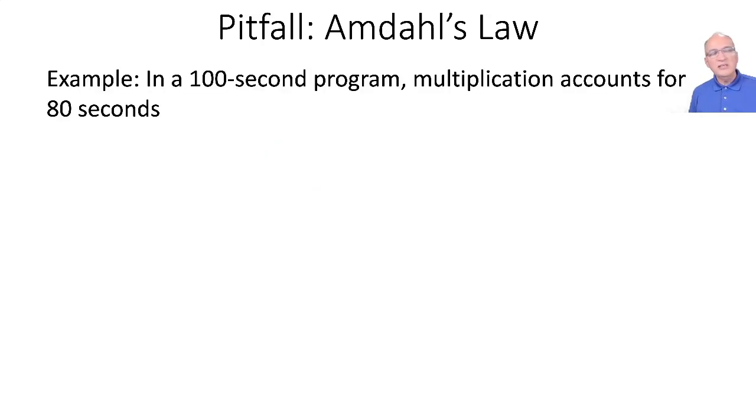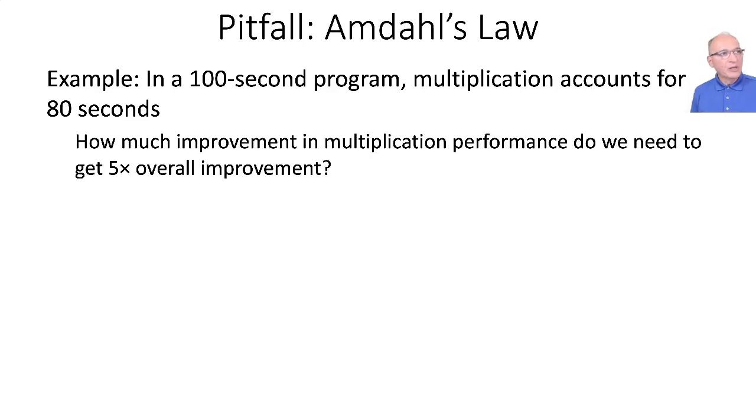So here is an example so that you can illustrate the use of this very simple law. This law has a name, Amdahl's law, because Amdahl was the first one to state this law. And let's say that I have a program that takes 100 seconds to execute and that multiplications account for 80 seconds of that time. The question is, how much improvement should I have in my multiplication performance to obtain a 5 times overall improvement in this application?